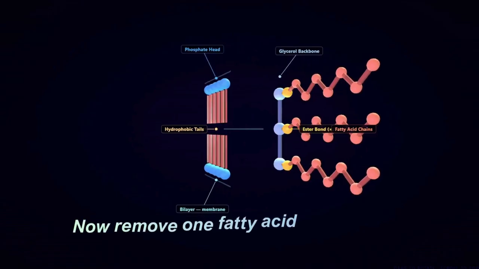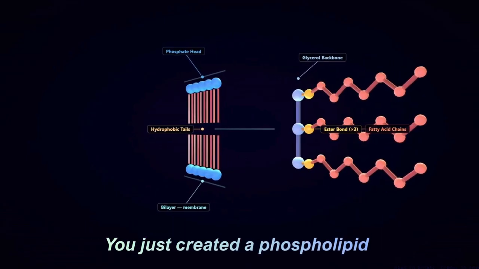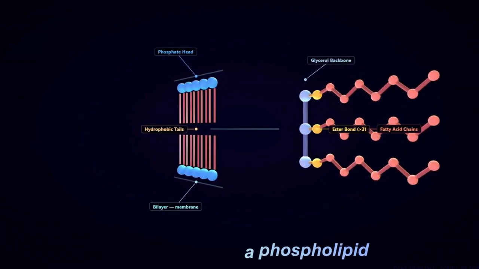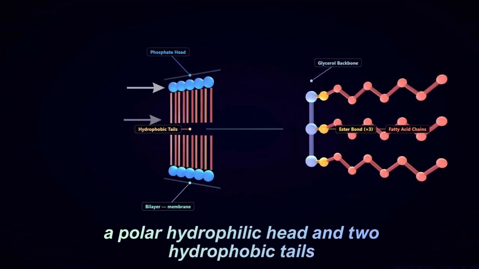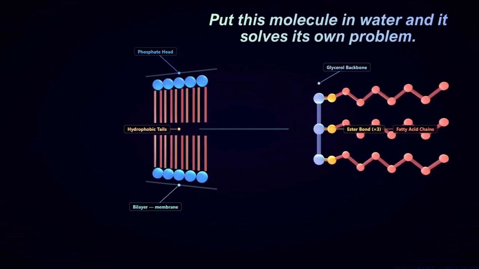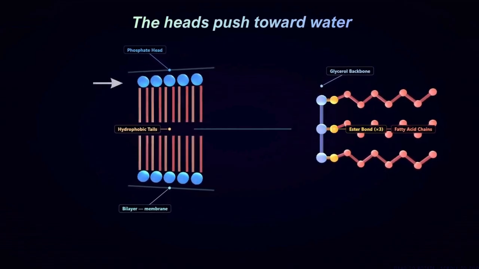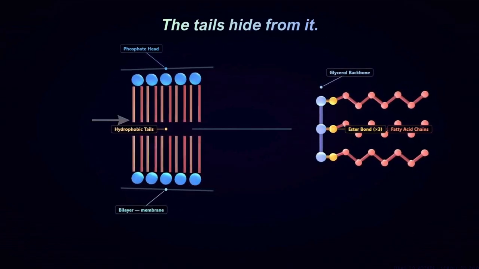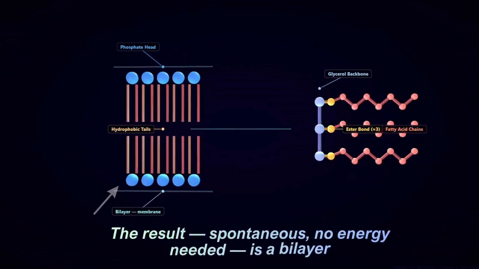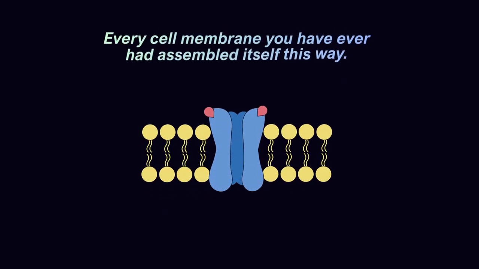Now remove one fatty acid and attach a phosphate group instead. You just created a phospholipid, a polar hydrophilic head and 2 hydrophobic tails. Put this molecule in water and it solves its own problem. The heads push towards water, the tails hide from it. The result, spontaneous, no energy needed, is a bilayer. Every cell membrane you have ever had assembled itself this way.